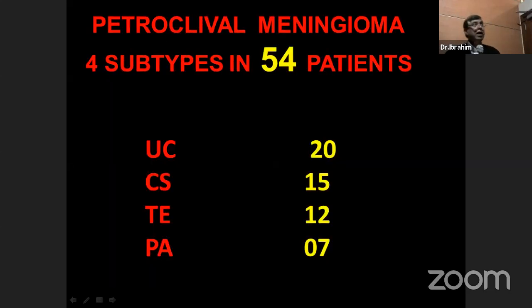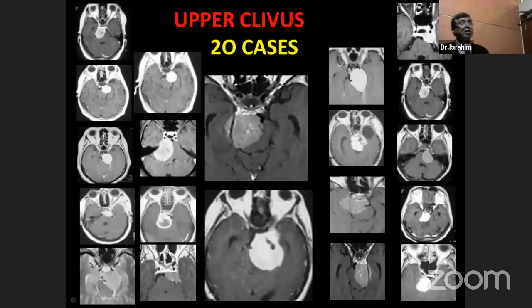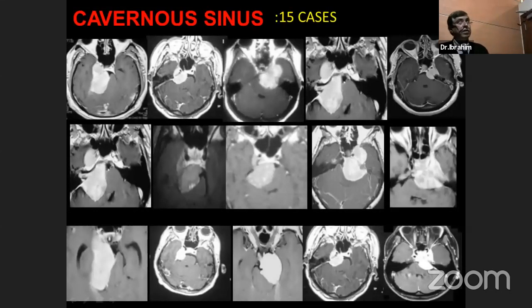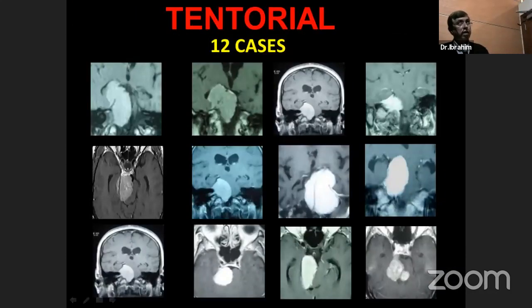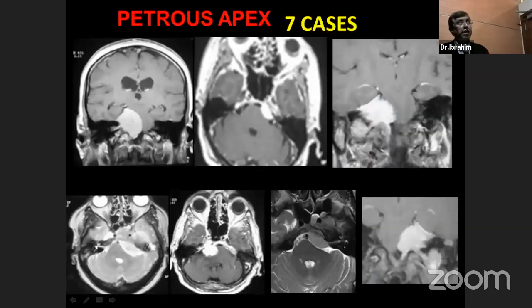So here we are. I classified my 54 cases into upper clivus, 20; cavernous sinus, 15; tentorial, 12; petrous apex, 7. These are the upper clivus cases, 20 cases. These are all mine. This is the cavernous sinus. You can see that going into the cavernous sinus. Tentorial, they are mainly at the tent. And the petrous apex, like this one.